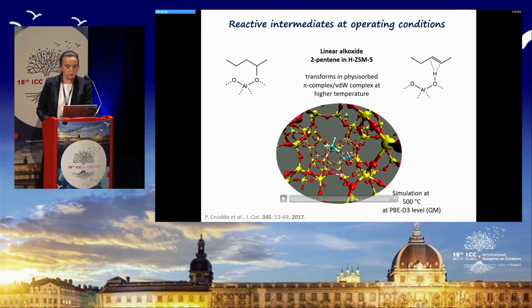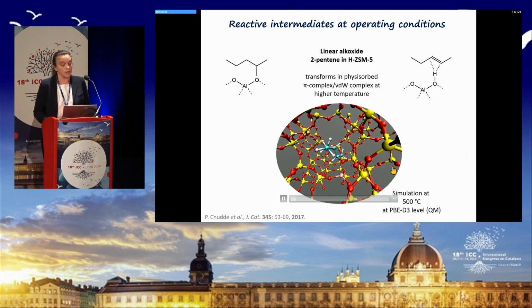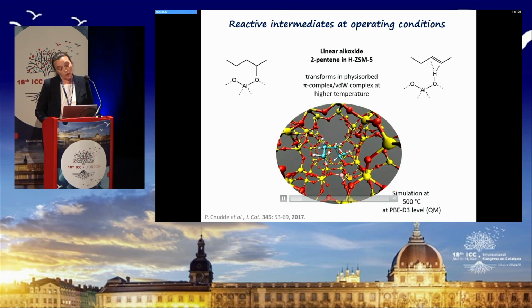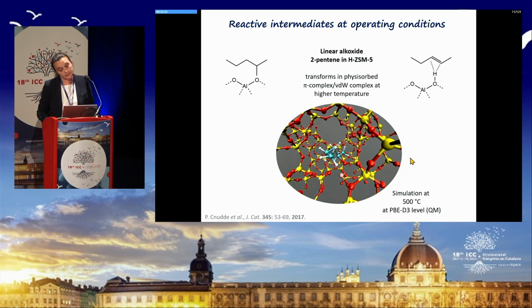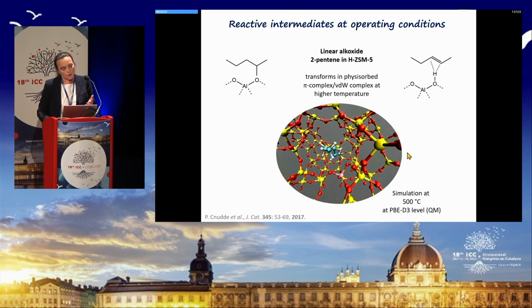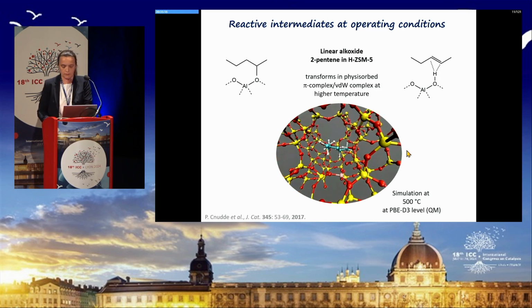If you are interested in the movie, I can show it here. We start from the alkoxide. If we have a close look, we will see that at a given moment, this species will detach from the lattice, and once in a while we form a carbenium ion and also a free pentene. So this is one case where dynamics is very important.